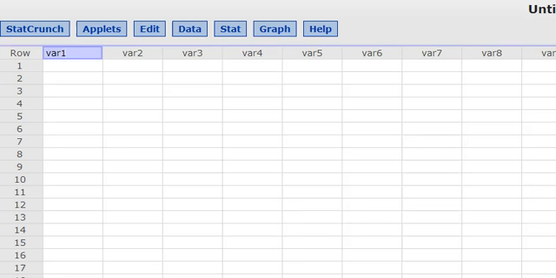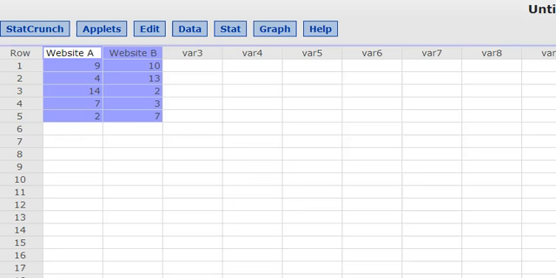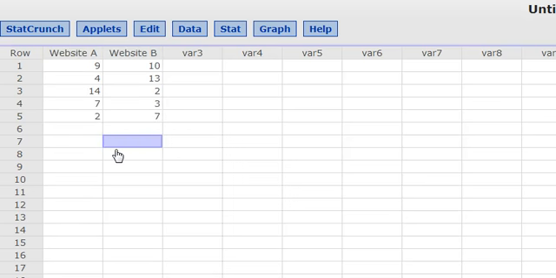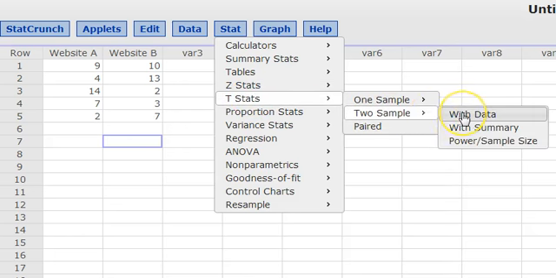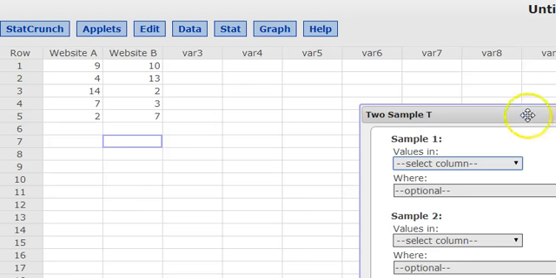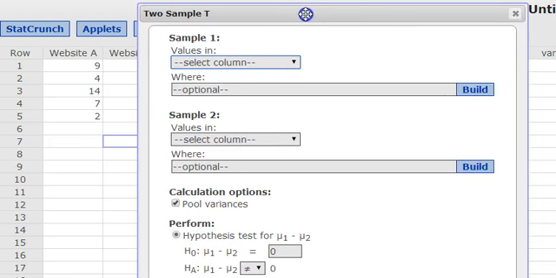You have to use keyboard commands. You can't do this with Excel commands like right-clicking. So here we have our data. We'll go to Stat, T Stats, and then we go to Two Sample. And we're going to select With Data because we have raw data. So I will select that and a screen pops up.